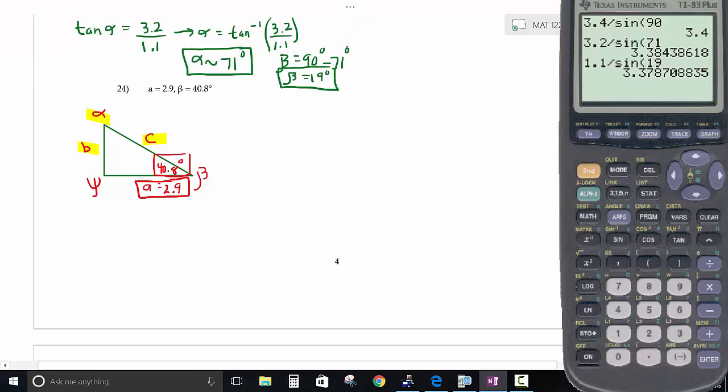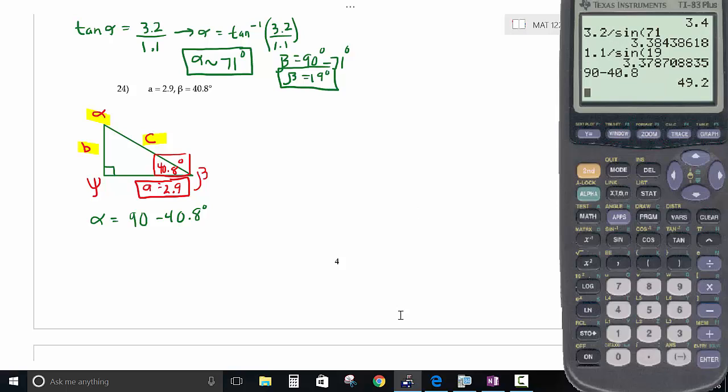All right, so you got to start somewhere. You got to start with an angle, basically, on this one. Actually, you don't have to start with an angle. That's just the way I'm going to do it. We know that alpha and beta add up to 90 degrees, so I can just go 90 minus 40.8. Let's do it on a calculator. Be lazy. 90 minus 40.8 is going to give 49.2 degrees.